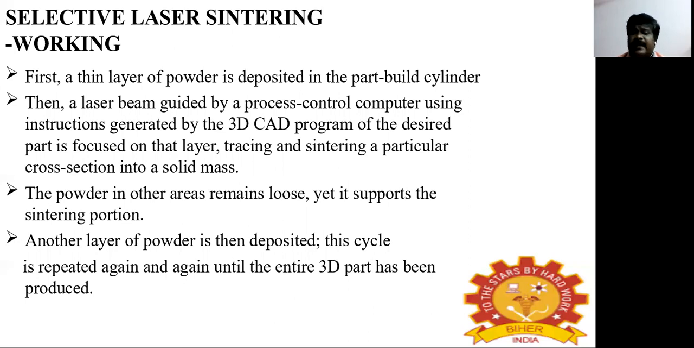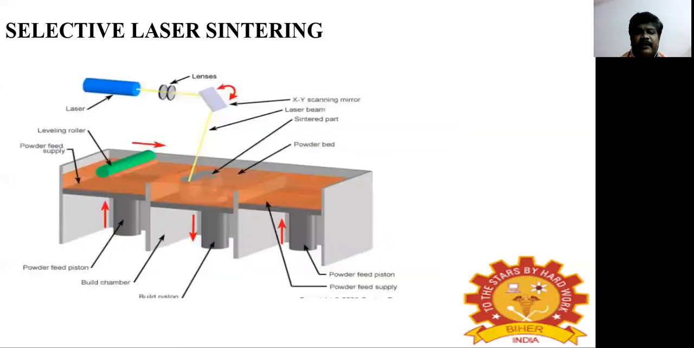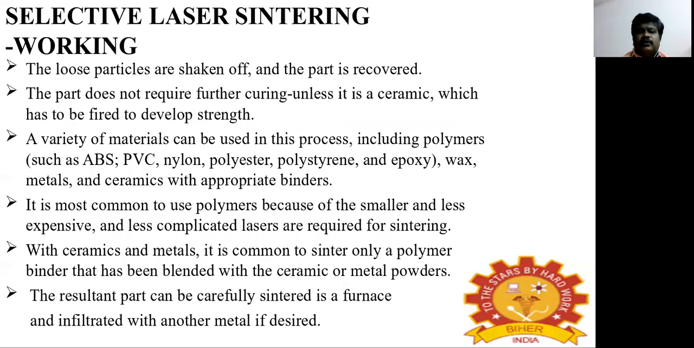The powder always remains loose, so it also supports the sintered portion. Once the layer of powder is sintered, another layer is deposited. The cycle is repeated again and again till the entire 3D part is produced. You can see the figure here. The loose particles we need to shake off and our part is removed. We don't require further curing, unless it is a ceramic, which should be fired for developing the strength.